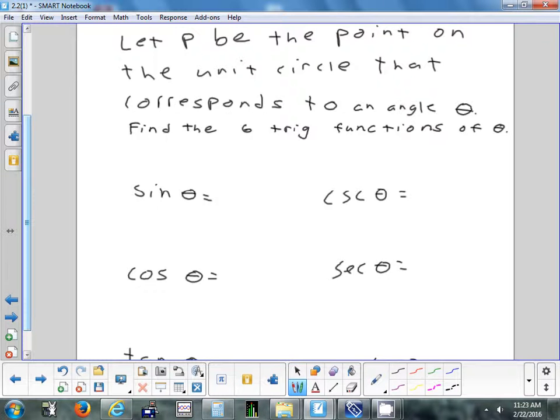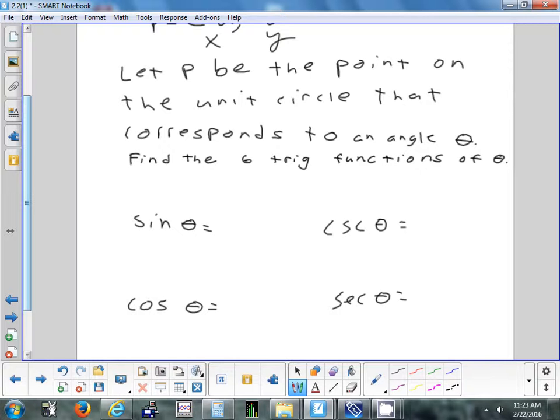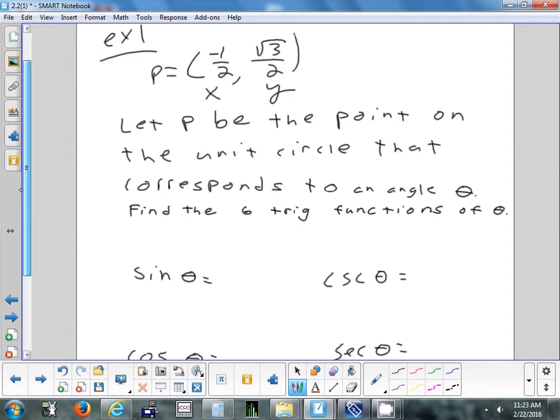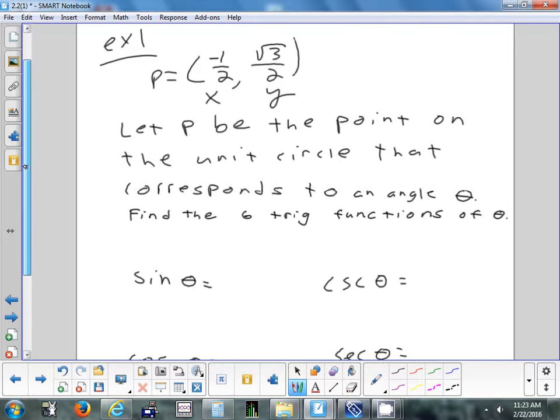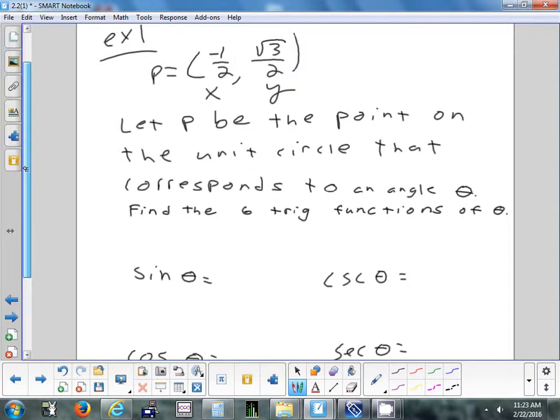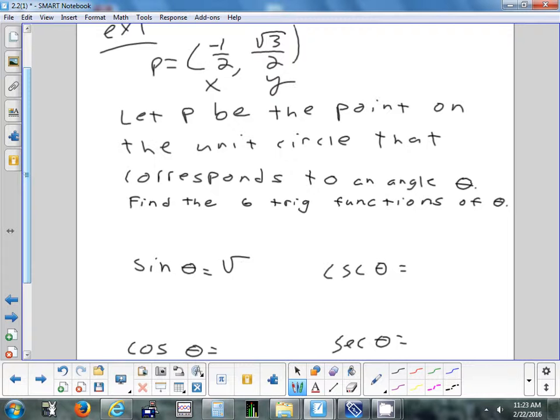And now we'll go through and find all 6 trig functions. Let's start with sine. Natalie, what's my definition for sine? Sine equals what letter? Y over 1. Yep. Sine is y. And what was my y in this case? Square root of 3 over 2. That's it. That's the sine. If that's all I asked for, you'd be done. Sine and cosine are the fastest two to really do.